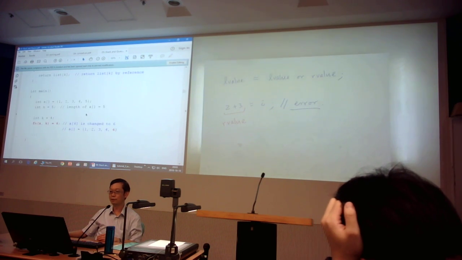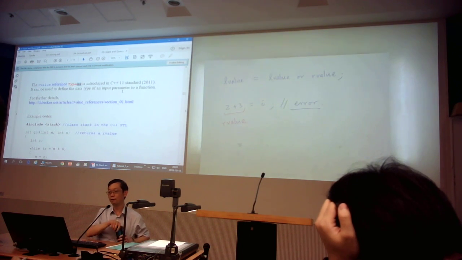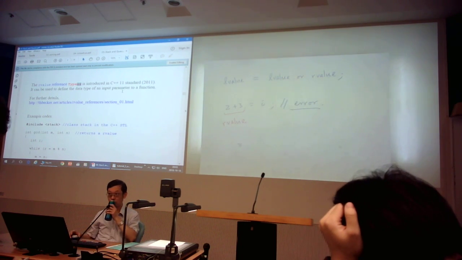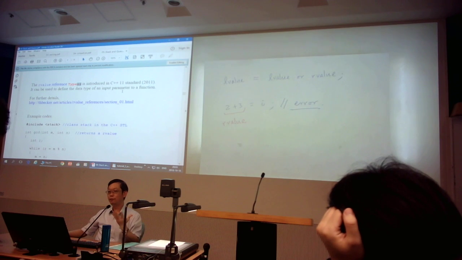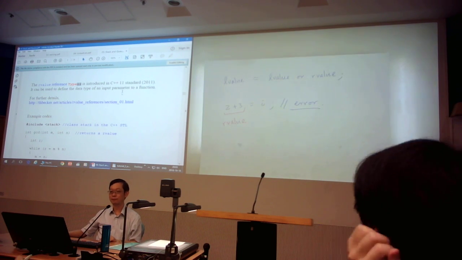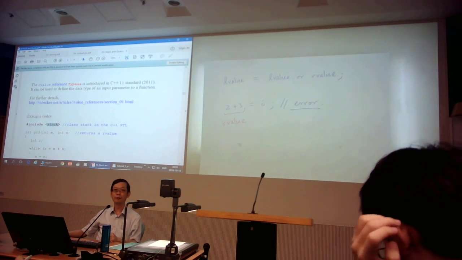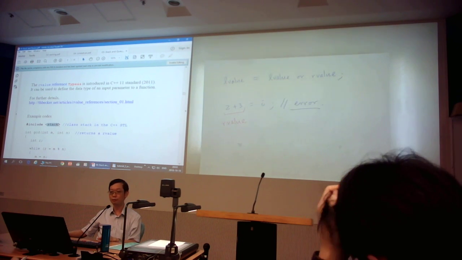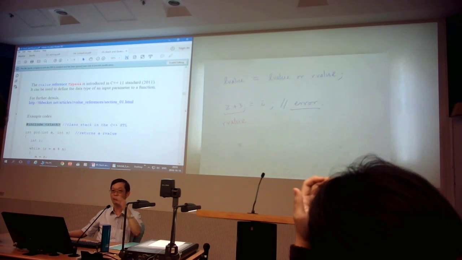Now, so far about this R value and L value. Okay, now let's get back to this R value reference in a function call. Now, when we use the stack, okay, now the stack is defined in the C++ STL. So if you want to use it in your own program, you will have this include statement at the top of your program.